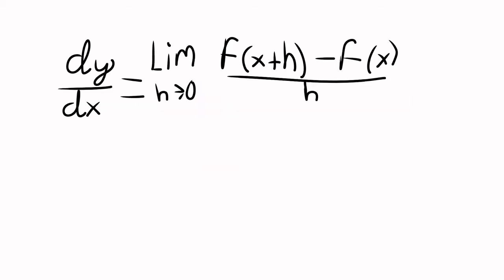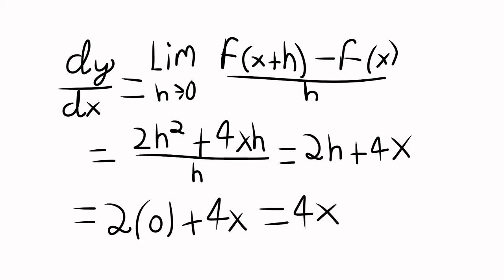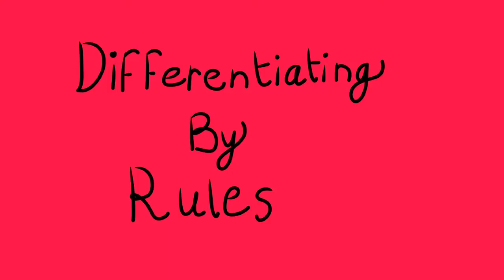So then, as our equation says, you divide that f of x plus h minus f of x by h. So then you divide that by h, and you're left with 2h plus 4x. So then you find the limit of that as h approaches 0. So you just replace h with 0, so you have 2 times 0 plus 4x. This will leave you with 4x.